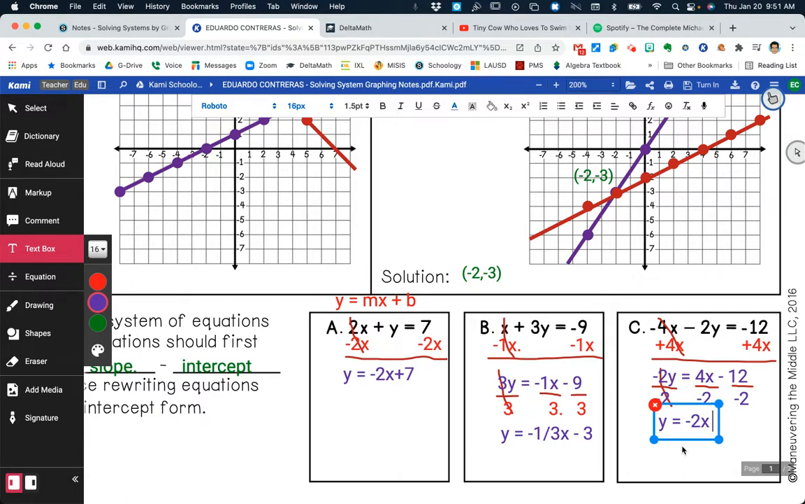Negative 2x. Now I have negative 12, because that's a minus 12. Negative 12 divided by negative 2 would make it 6. So plus 6. There's my equation: y equals negative 2x plus 6.